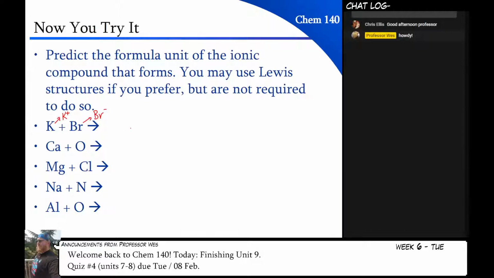And then there's a second page that we're going to do in just a bit. So I'm going to give you like 3 or 4 minutes to try this. Remember, we're following the octet rule to figure out what an ion forms. All right, see you in a bit.